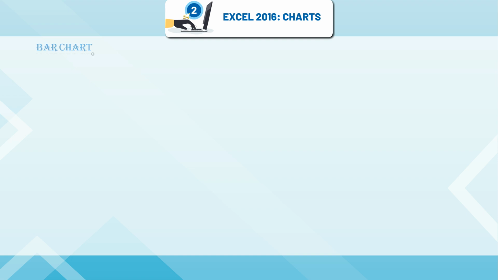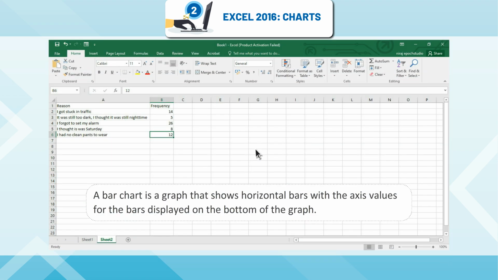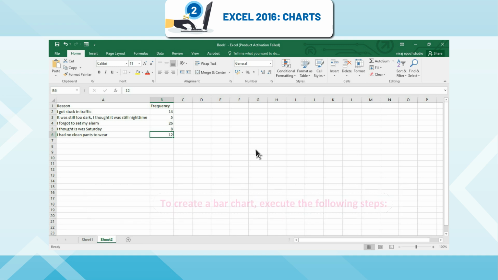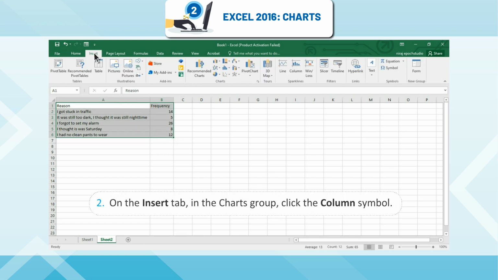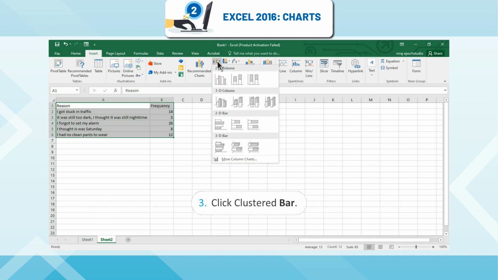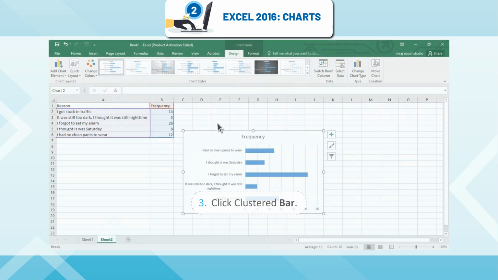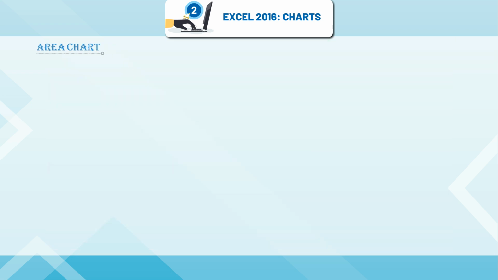Bar chart. A bar chart is a graph that shows horizontal bars with the axis values for the bars displayed on the bottom of the graph. To create a bar chart, execute the following steps. 1. Select the range A1 to B6. 2. On the Insert tab in the Charts group, click the column symbol. 3. Click Clustered Bar.